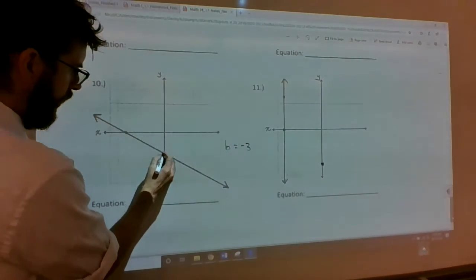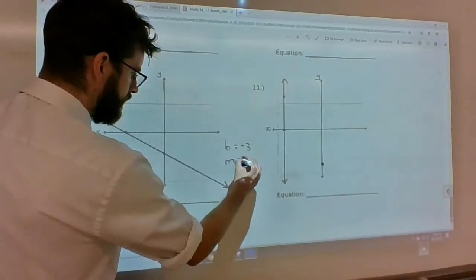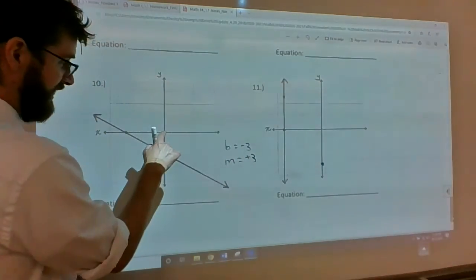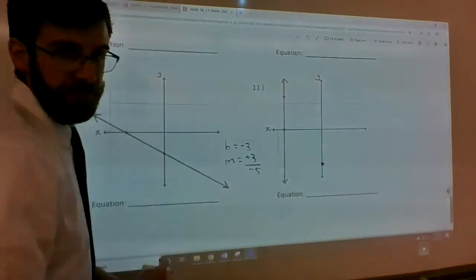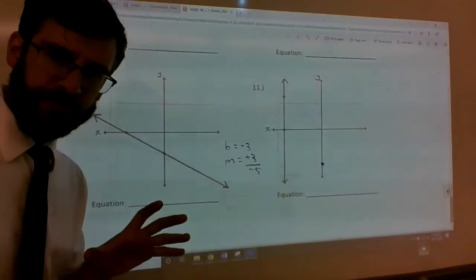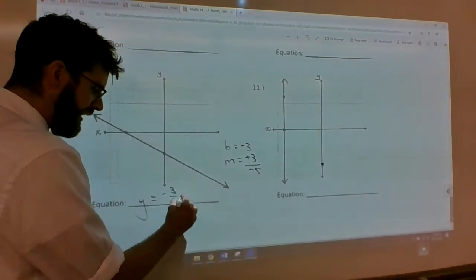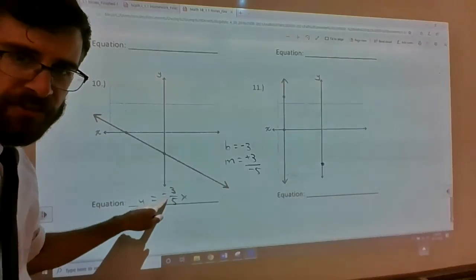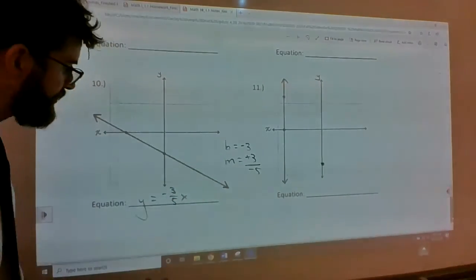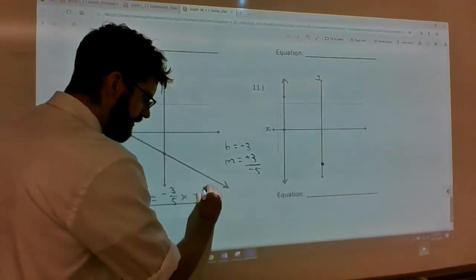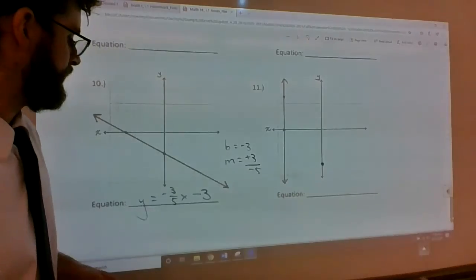And it seems to go up 1, 2, 3 units. So up 3 units, left 1, 2, 3, 4, 5 units. So the left gets a negative part of it. I'm just going to call this negative 3/5. So y equals negative 3/5 x, matching the m with the x, always m with the x. And then the b term is just kind of tagged along at the end. So y equals negative 3/5 x minus 3.